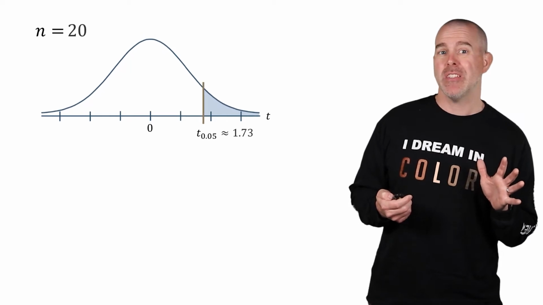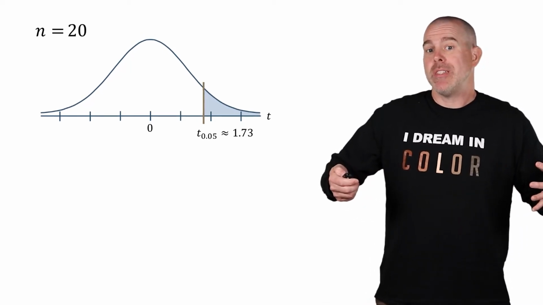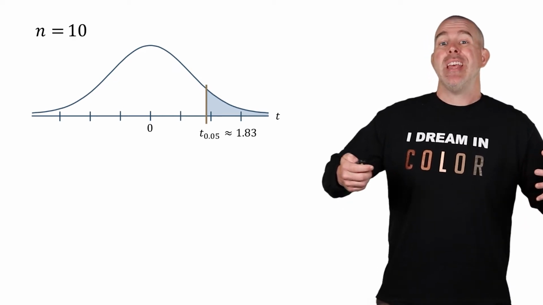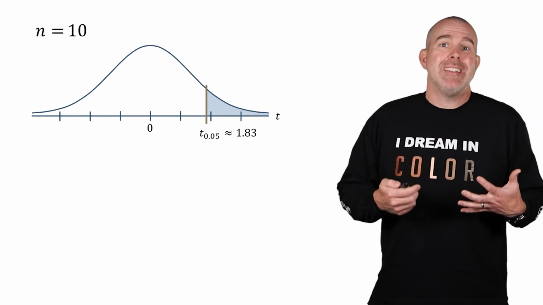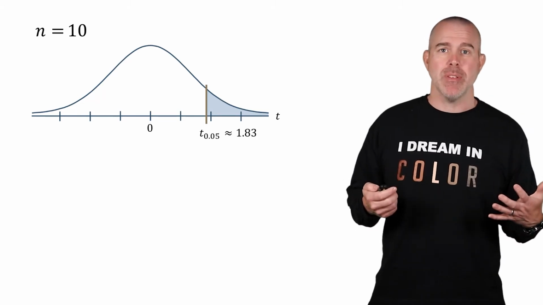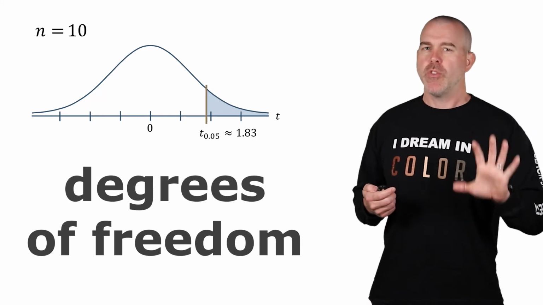But if the sample size is smaller, there's more uncertainty. And so now you get a t of 1.73. If n is 10, now t sub 0.05 is 1.83. So it depends on this sample size, and it's this degrees of freedom idea. We've talked briefly about this before. Let me just refresh your mind about roughly what degrees of freedom means.